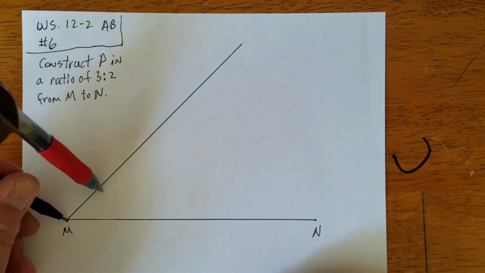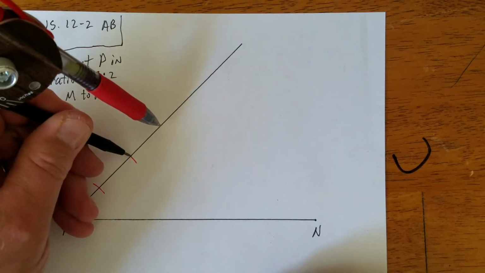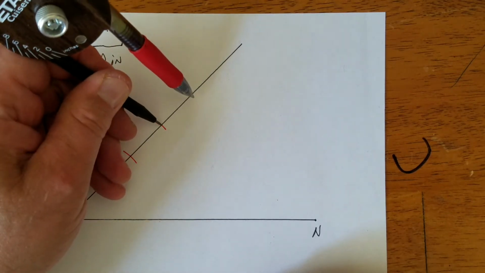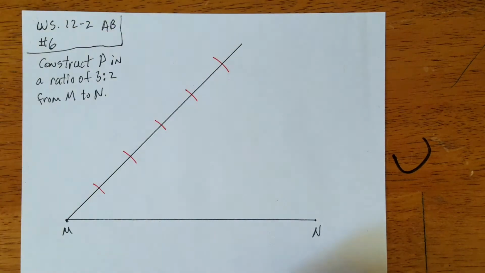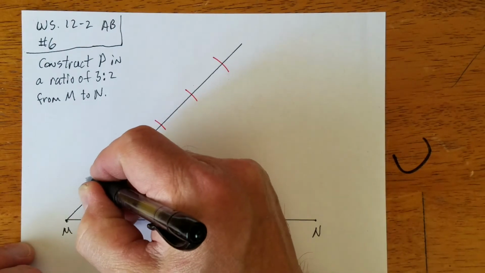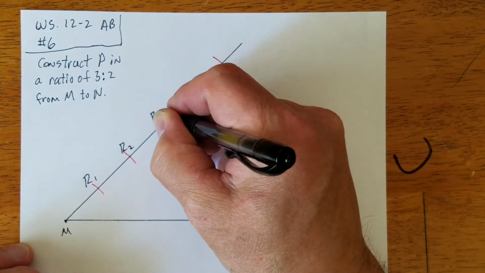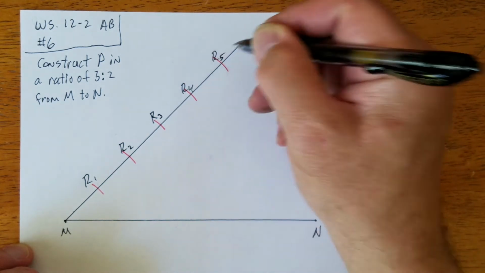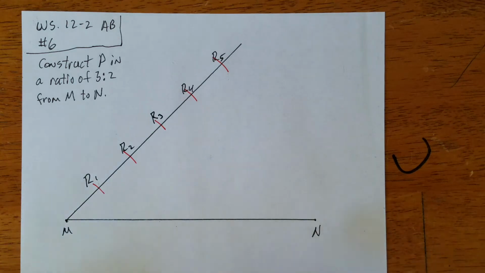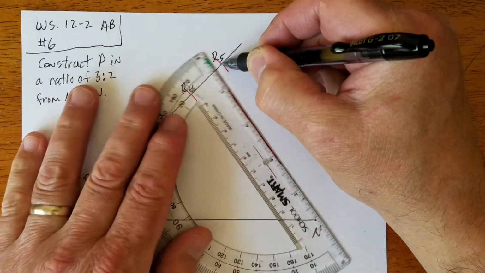So 1, 2, 3, 4, 5. We'll call these points R1, R2, R3, R4, and R5. Reference points. Okay, so once we have equal increments on that length that we drew, we're going to start at R5 and connect it to N.